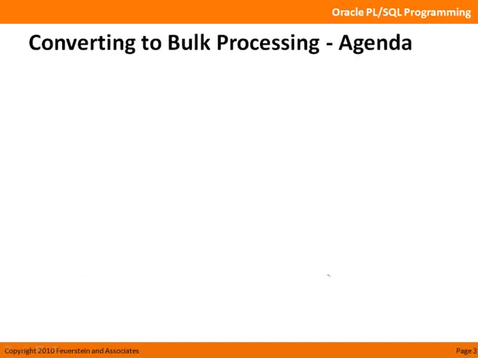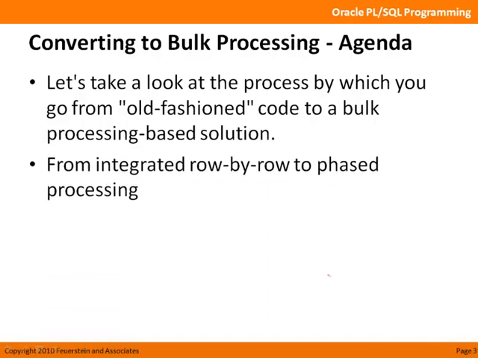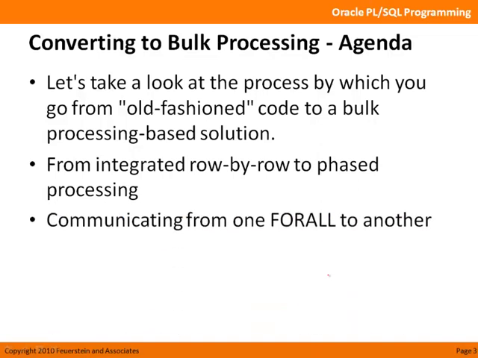So converting to bulk processing, the agenda. We're going to take a look at the process by which you go from what I would consider to be old-fashioned code to the new approach using bulk processing features. And basically what it amounts to is going from an integrated row-by-row approach to phased processing. And we'll also take a look at what it takes to communicate from one FORALL statement to another and why that's necessary.